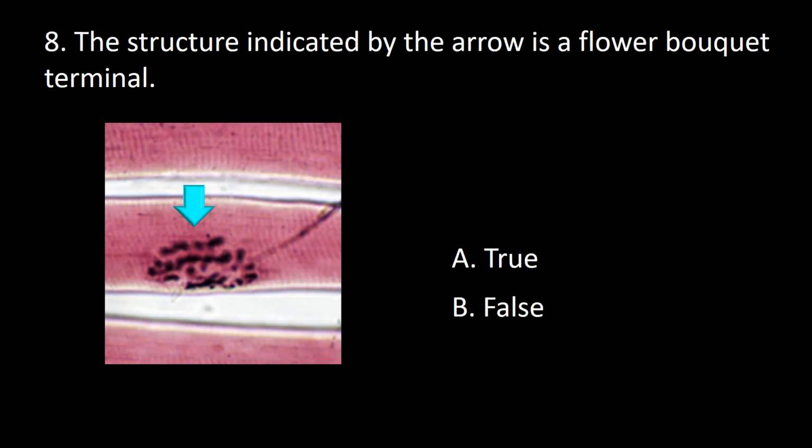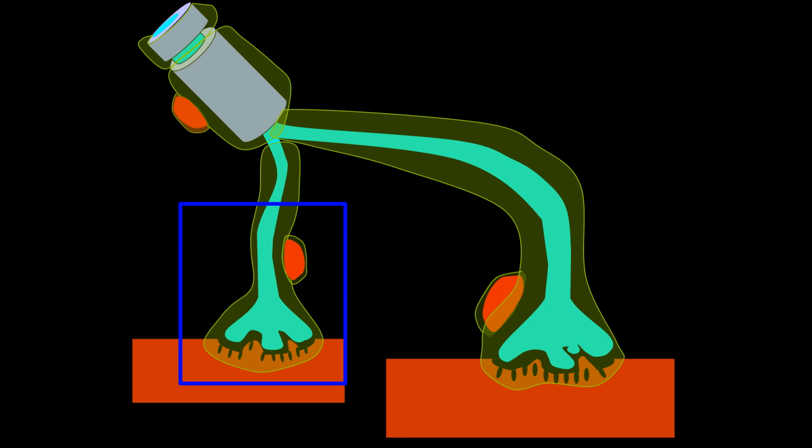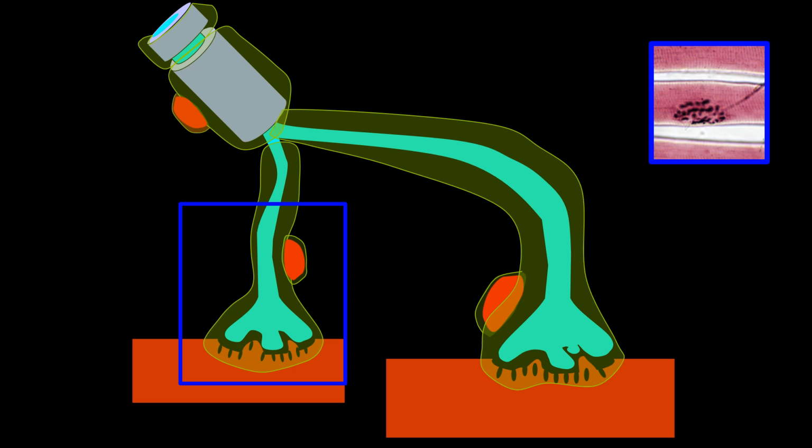Next question. The structure indicated by the arrow is a flower bouquet terminal. A true, B false. In this frame, I have enclosed an area of the nerve terminal that corresponds to the histological picture I have just shown in this frame. The segment of the terminal axon indicated by the arrow in the cartoon corresponds to the structure indicated by the arrow in the histological preparation. The area encircled in the cartoon corresponds to the area encircled in the histological preparation.